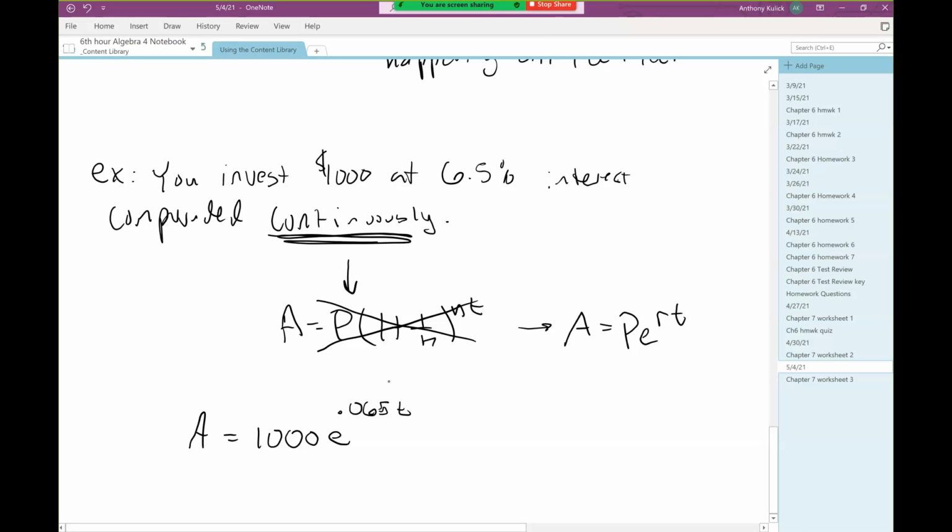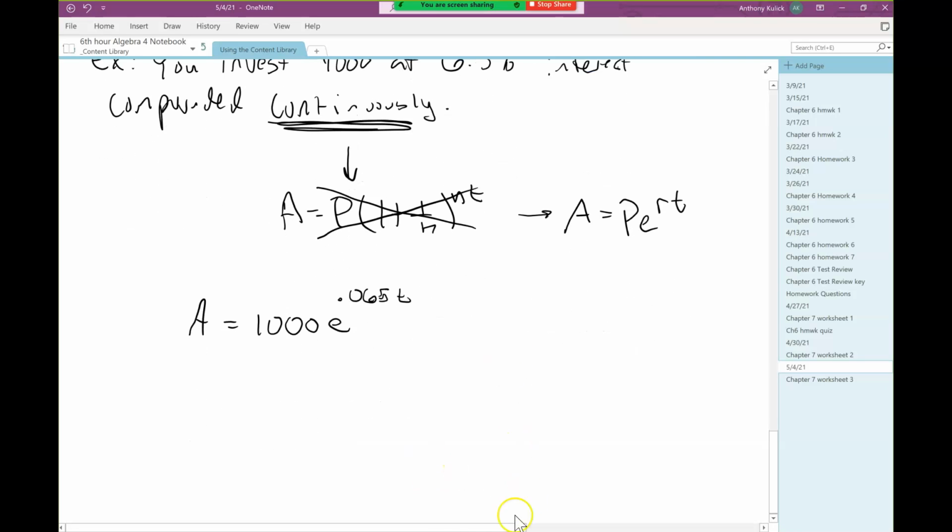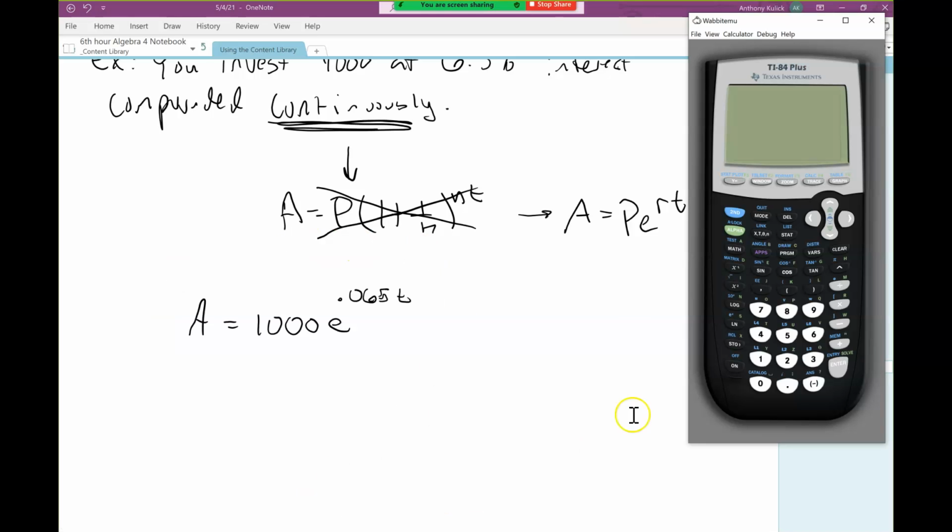And then we can answer the same kinds of questions that we might have asked before, like what is the account's value after 5 years, or how long would it take for this to be worth $10,000 or whatever. So in the calculator, it automatically knows that e is 2.71828. Yeah.